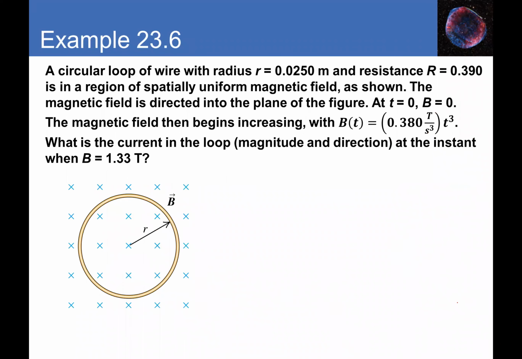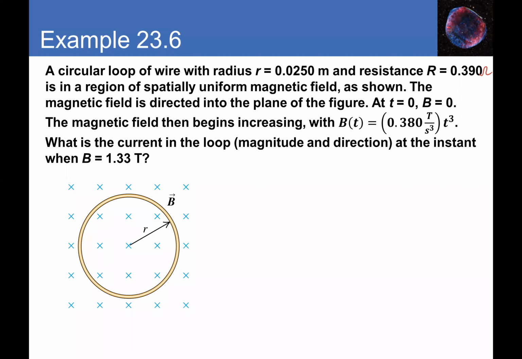All right, so let's look at this last example in this concept. We have a circular loop of wire with a radius R of 0.0250 meters. That's our radius, and a resistance of 0.39 ohms. It is in a region of spatially uniform magnetic field. That means the magnetic field is uniform in that region. The magnetic field is directed into the plane of the figure, so it's into the page.